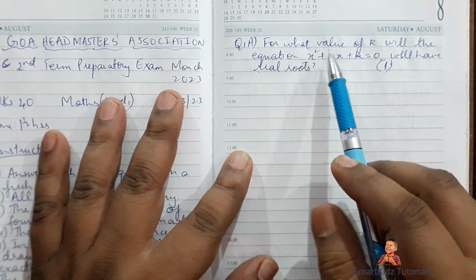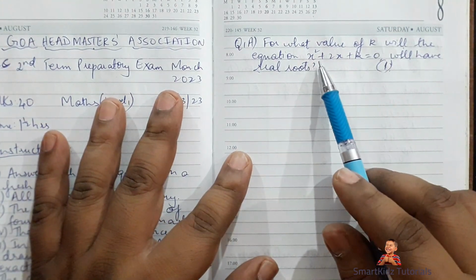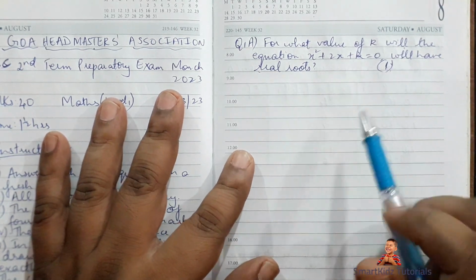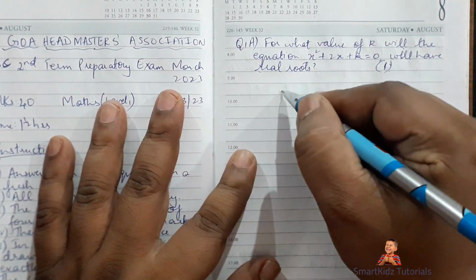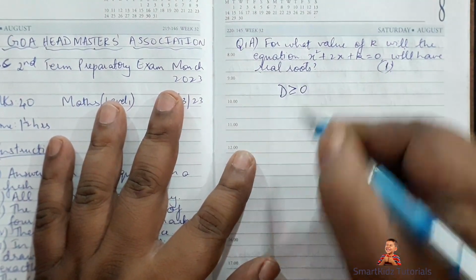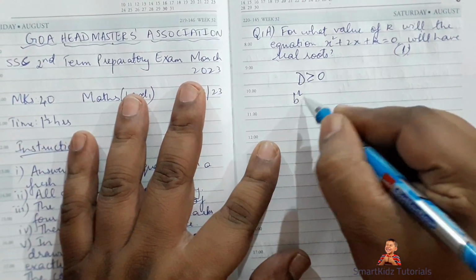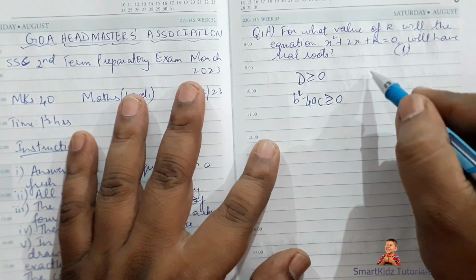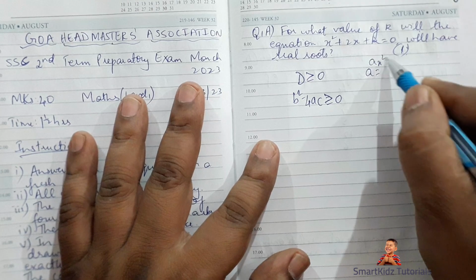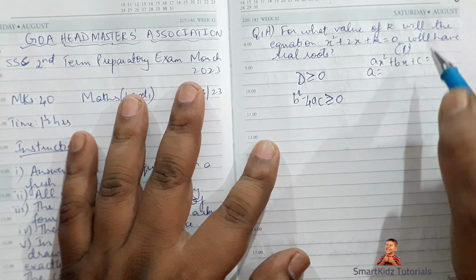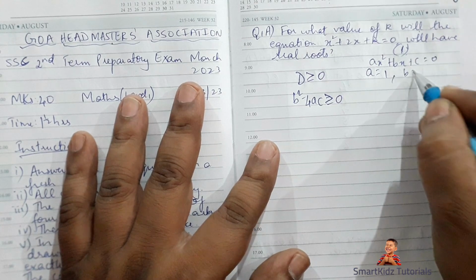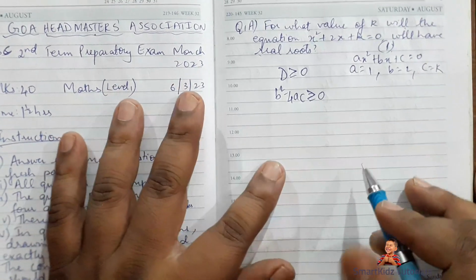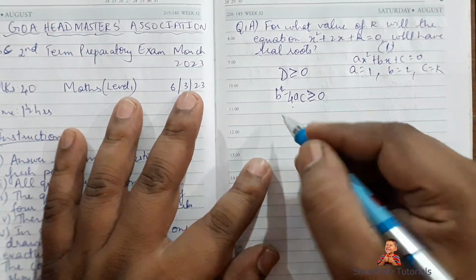Question 1a. For what value of k will the equation x square plus 2x plus k equal to 0 have real roots? So this will have real roots if D is greater than or equal to 0. D we know is b square minus 4ac. So that will be greater than or equal to 0. If we compare it with the general formula ax square plus bx plus c equal to 0, we get a equal to 1, b equal to 2, and c equal to k. Now these values we will put in over here. Let's see what we get.